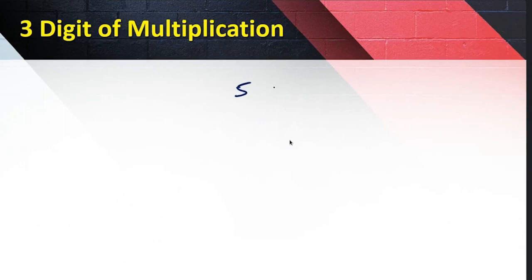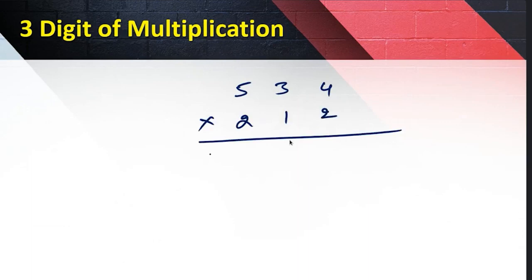2 3s are 6 and 4 1s are 4. So 6 plus 4, 10 and 2 carry. So 12. 5 3 4 2 1 2. Do it now. 113,208.